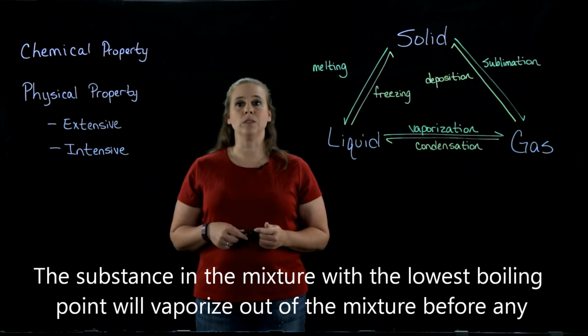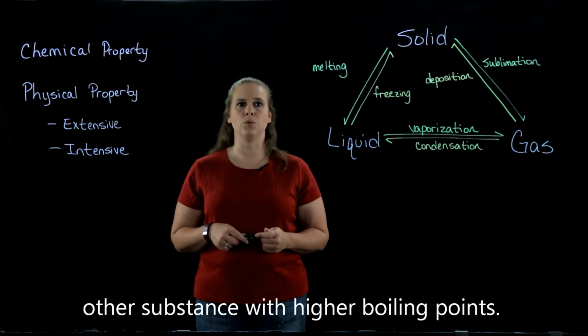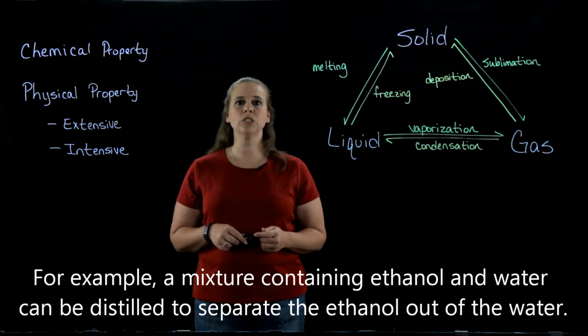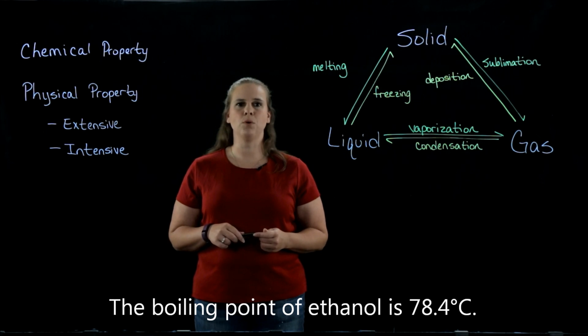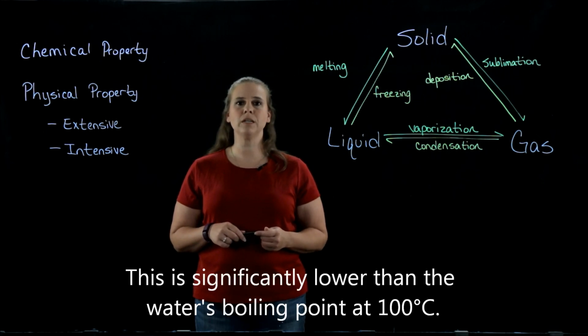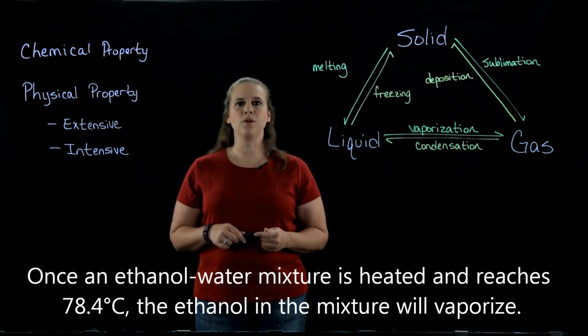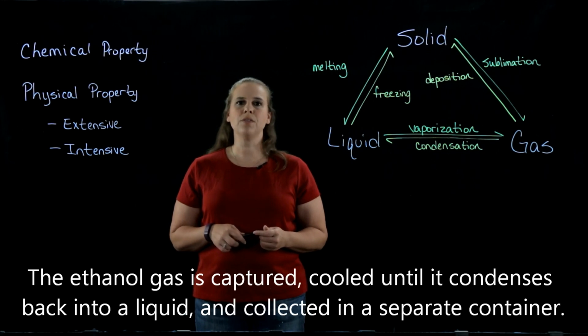The substance in the mixture with the lowest boiling point will vaporize out of the mixture before any other substance with higher boiling points. For example, a mixture containing ethanol and water can be distilled to separate the ethanol out of the water. The boiling point of ethanol is 78.4 degrees Celsius. This is significantly lower than the water's boiling point at 100 degrees Celsius. Once an ethanol-water mixture is heated and reaches 78.4 degrees Celsius, the ethanol in the mixture will vaporize. The ethanol gas is captured, cooled until it condenses back into a liquid, and collected in a separate container.